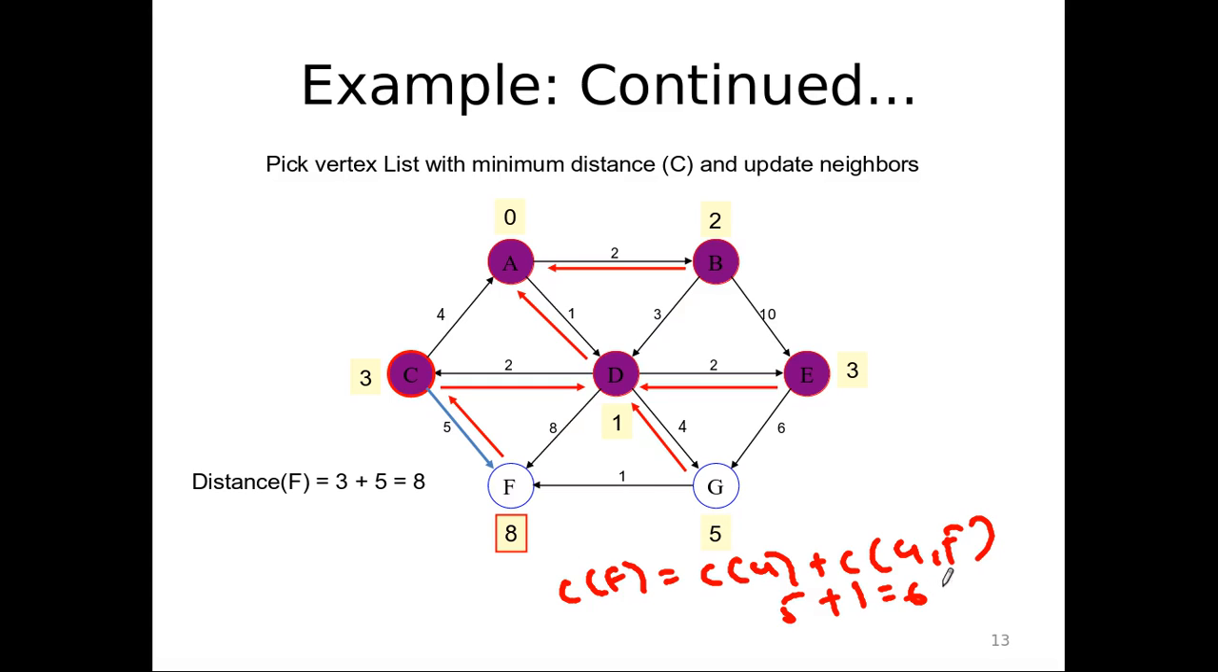6 is less than 8, condition satisfies. So what do I do is, previously the cost of reaching F was 8, which was via C, so I remove it. Now I have found a new path for it, that is I say that via G it takes only 6, that is 5 plus 1 takes only 6 cost. So what will happen is this will be updated, okay, and this will be 6 for me.